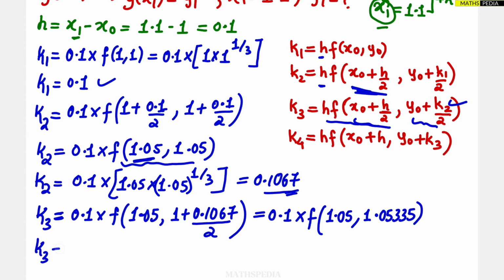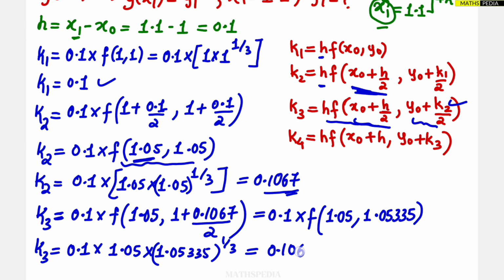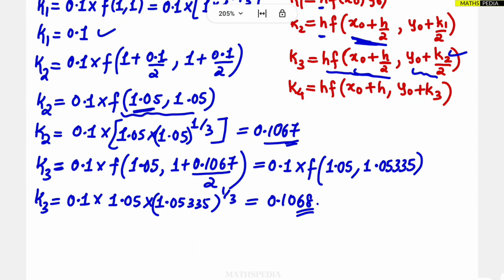So the K3 value becomes 0.1 into, now in place of function you have to substitute the values. So it will be 1.05 into y power 1 by 3, so it is 1.05333 power 1 by 3. So the value becomes 0.1068. K3 value also done. Let us go for the K4 value.